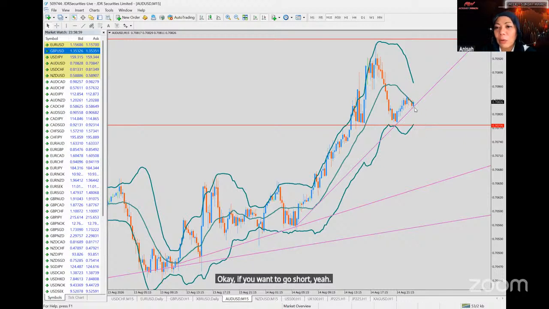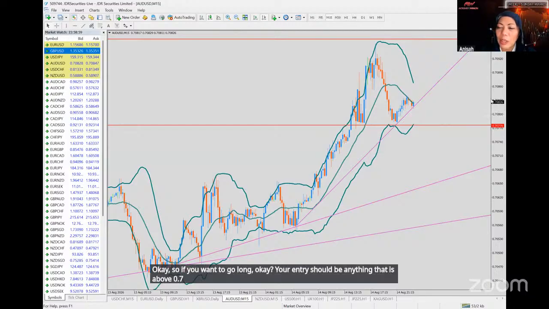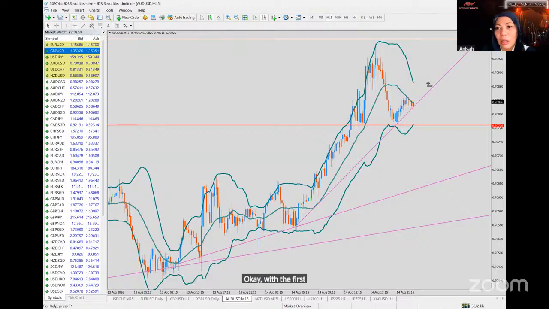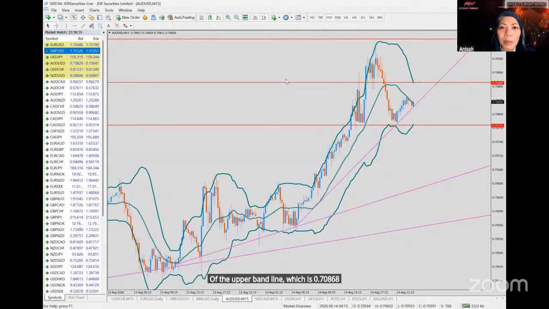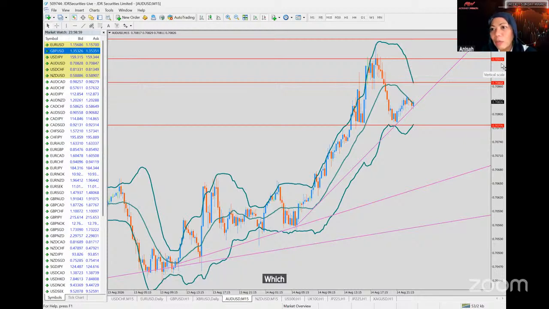If you want to go long, your entry should be anything that is above 0.70826, with the first TP of the upper band line, which is 0.70868, or TP2 is the previous peak, which is 0.70919. So my outlook on Aussie dollar is bullish.